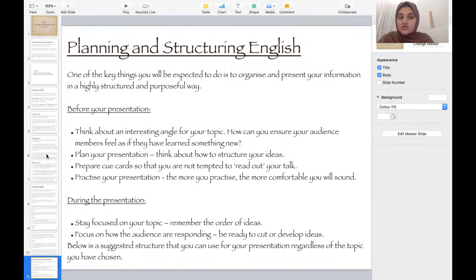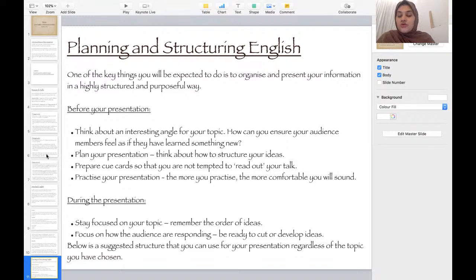Prepare cue cards so that you are not tempted to read out your talk. Cue cards are basically little cards that you may have whilst presenting to the class instead of reading from the board, or just little pieces of paper in your hand ready, and you can just look at them, reading the keywords on the paper when presenting. And practice your presentation. The more you practice, the more comfortable you will sound.